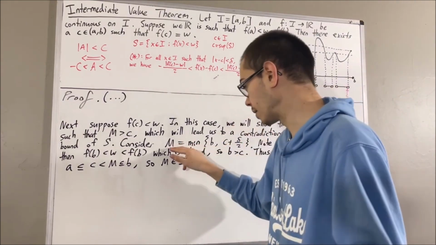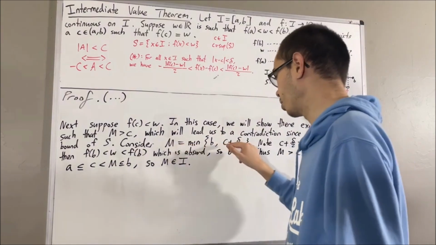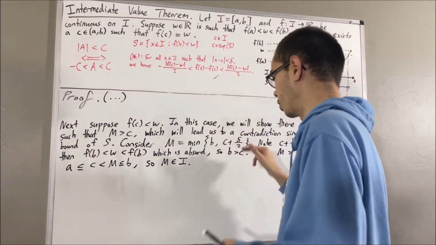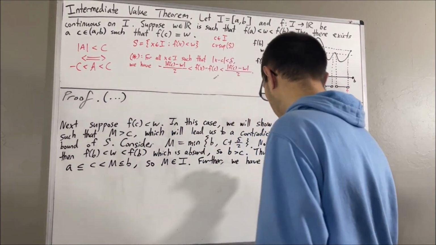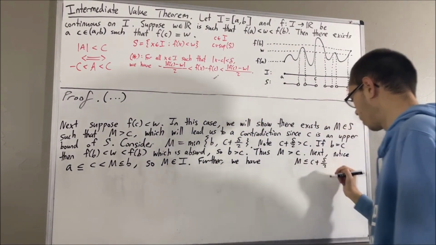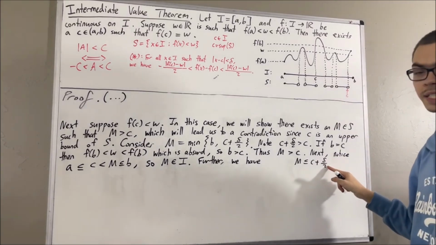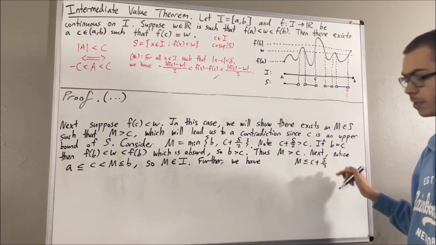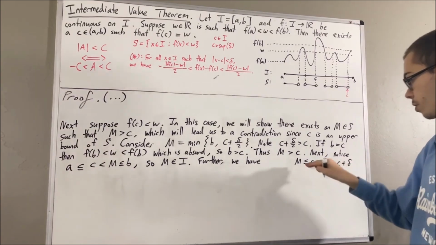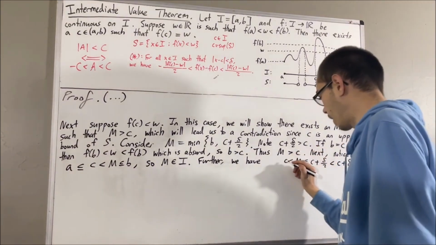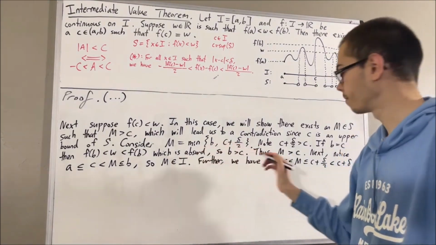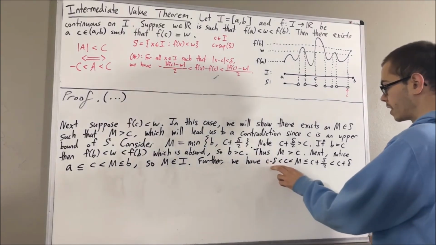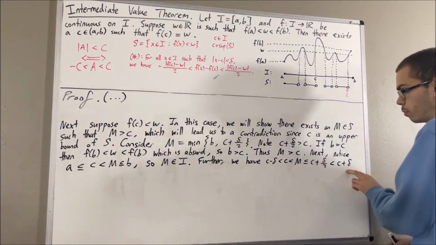We know that m is less than or equal to b, and m is less than or equal to c plus delta over 2. So in particular, m is less than or equal to c plus delta over 2. Now, since delta over 2 is less than delta, certainly c plus delta over 2 is less than c plus delta. Also, we know that m is greater than c, and c is greater than c minus delta. So what does this tell us? Well, we have that c minus delta is less than m, which is less than c plus delta.